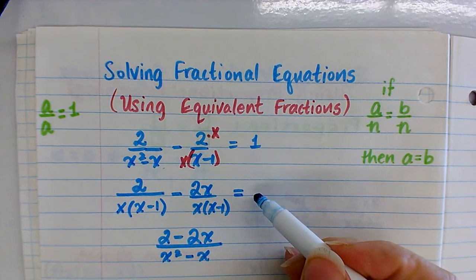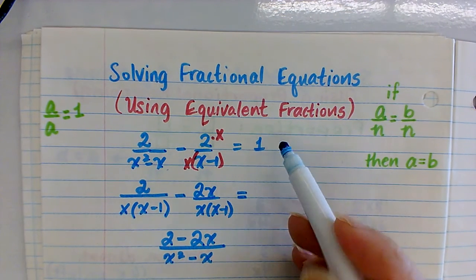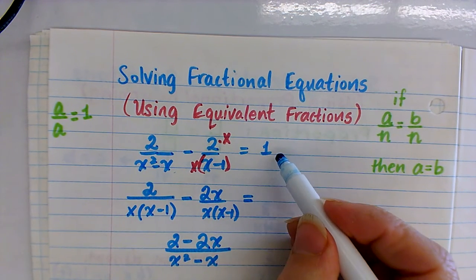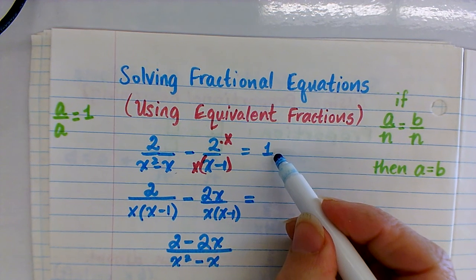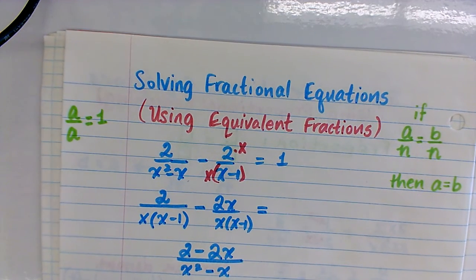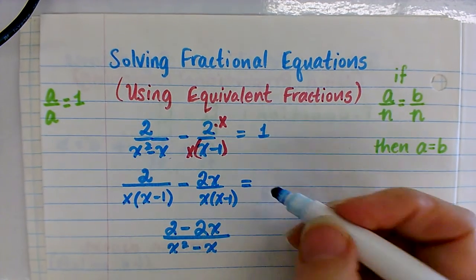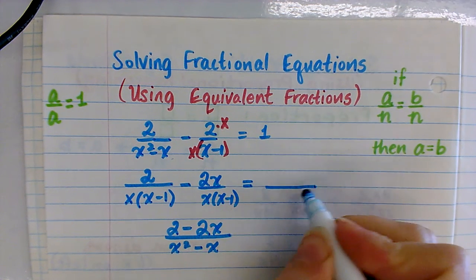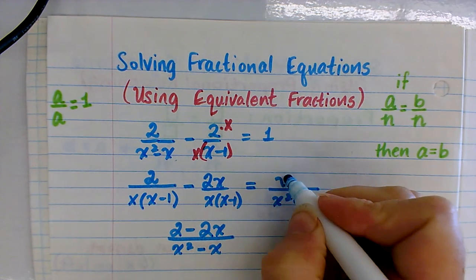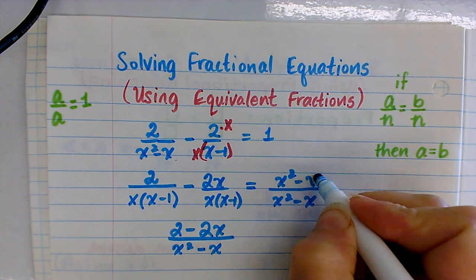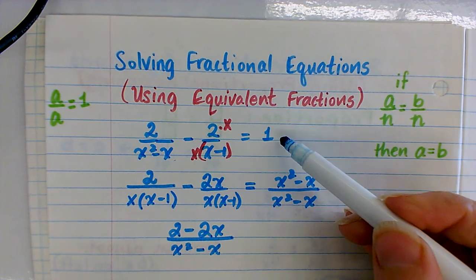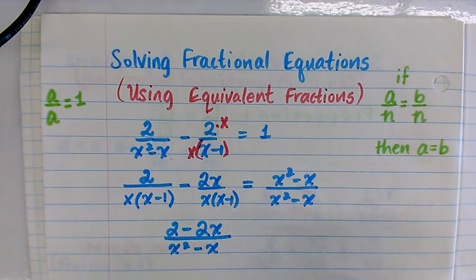On the right-hand side, I have a value of 1. This is where that rule of a over a is going to come in. So I'm going to translate that value of 1 into a fraction that has that same denominator that we just figured out for the left-hand side. So I'm going to use that x squared minus x as my denominator and my numerator, because any value over itself is equal to 1.